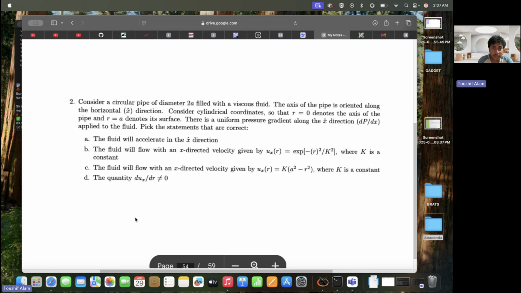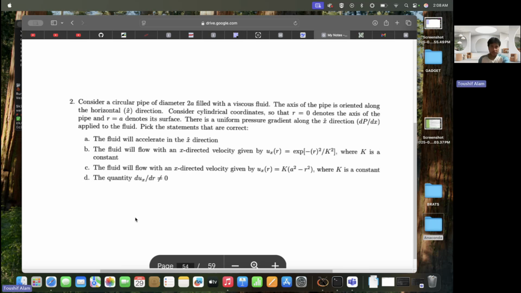The fluid will accelerate in the positive x direction. The fluid will flow with an x-directed velocity given by u_x(r) = exp(-r square by k square), where k is a constant. The fluid will flow with an x-directed velocity given by u_x(r) = k times (a square minus r square), where k is a constant. The quantity du_x/dr is not equal to 0.